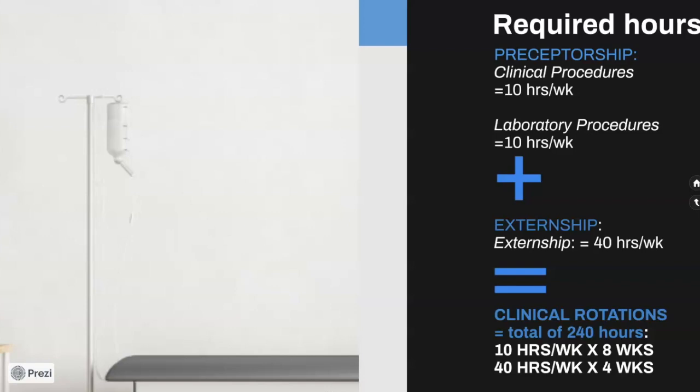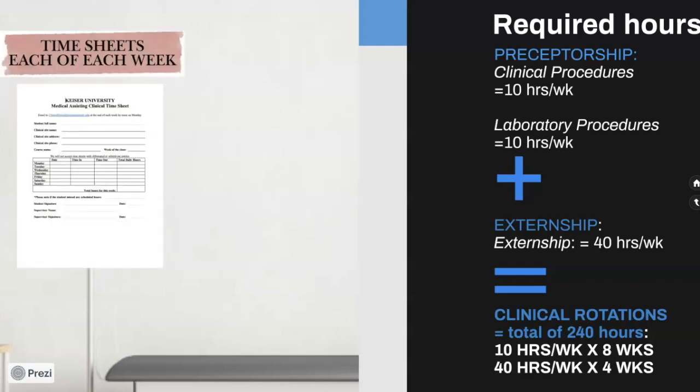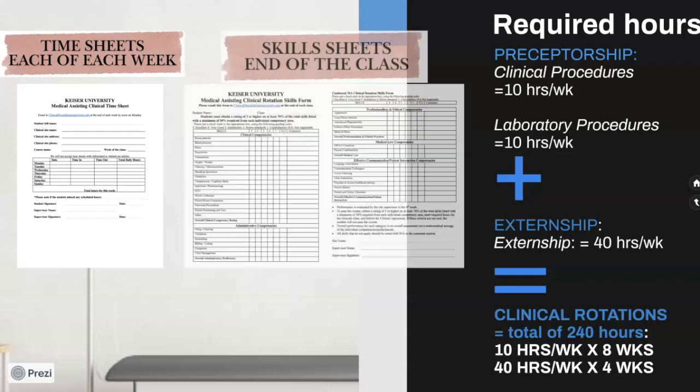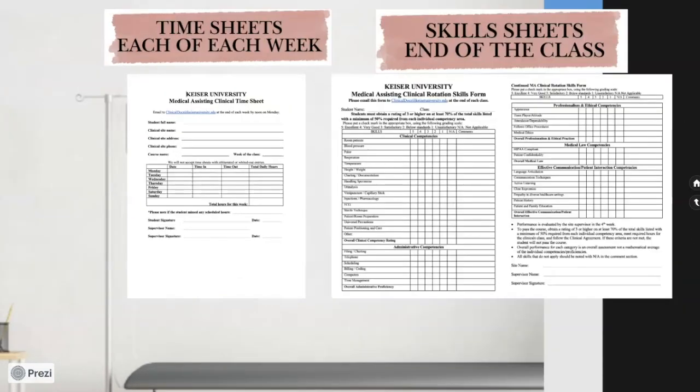Keep in mind the hours required for each class must take place within the course term for which they apply, meaning you cannot work extra hours during one of the preceptorship classes to apply to your externship class that hasn't started yet. At the end of each week, you'll submit a timesheet that requires your signature and your supervisor's signature. At the end of each class, you'll submit the 2-page skills form completed and signed by you and your supervisor. Now let's take a closer look at these documents.